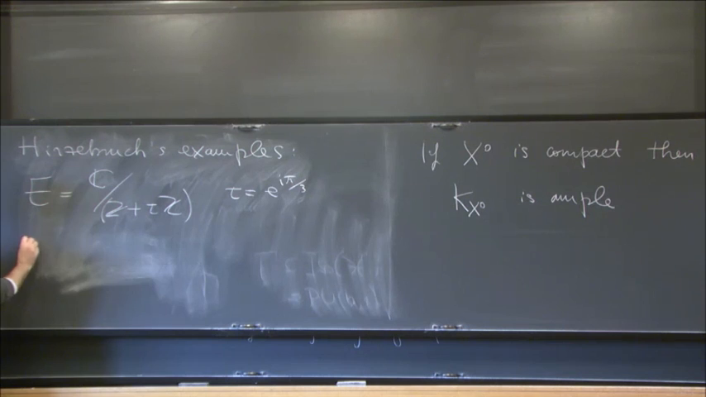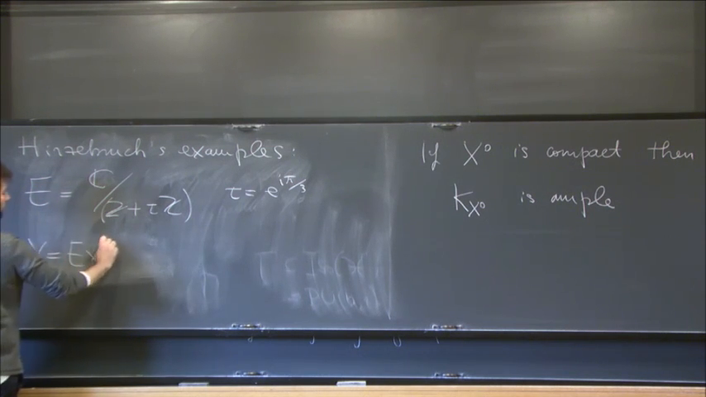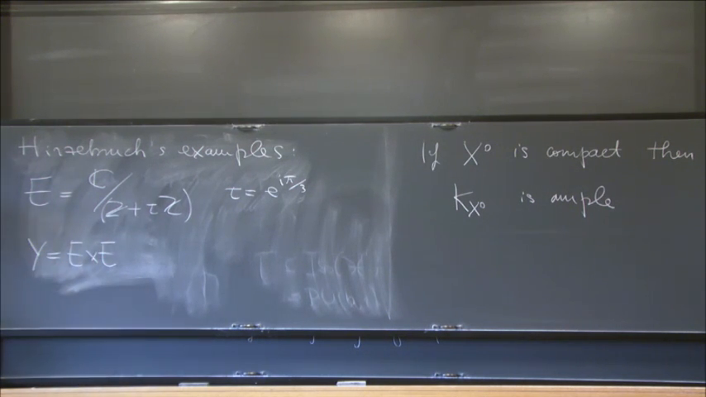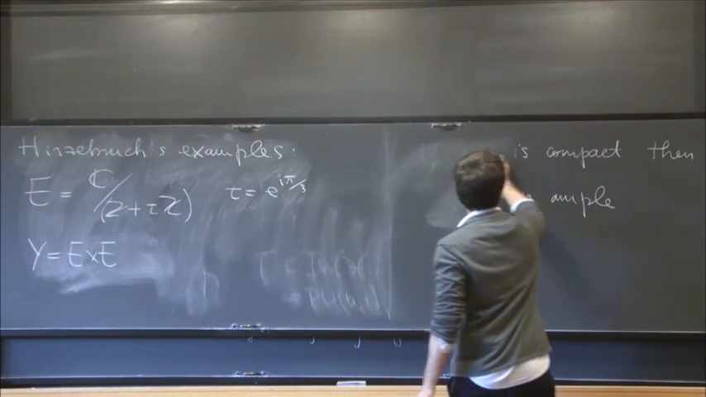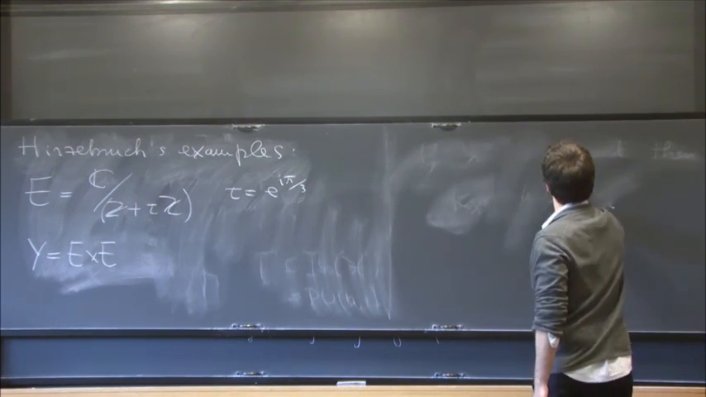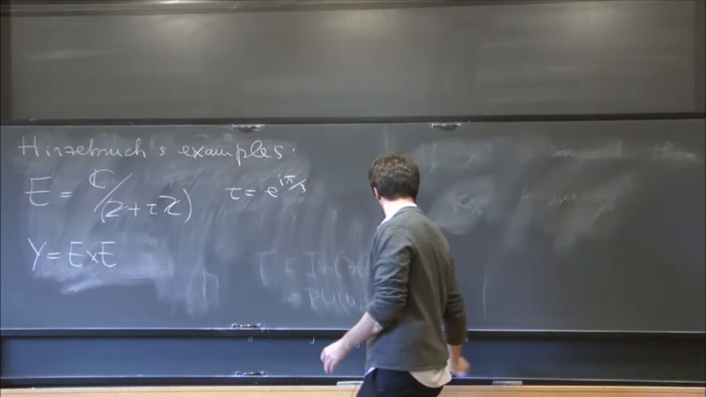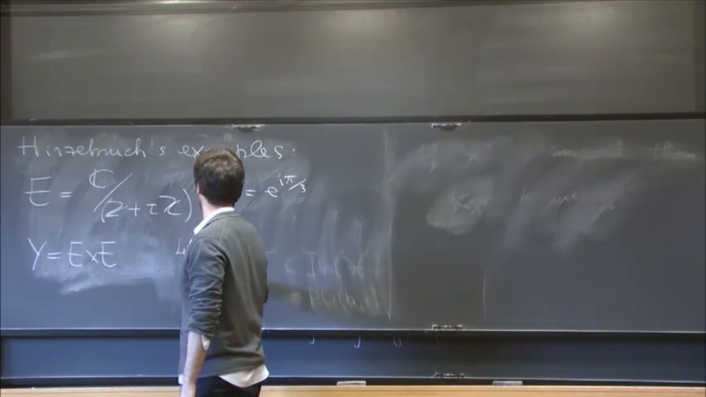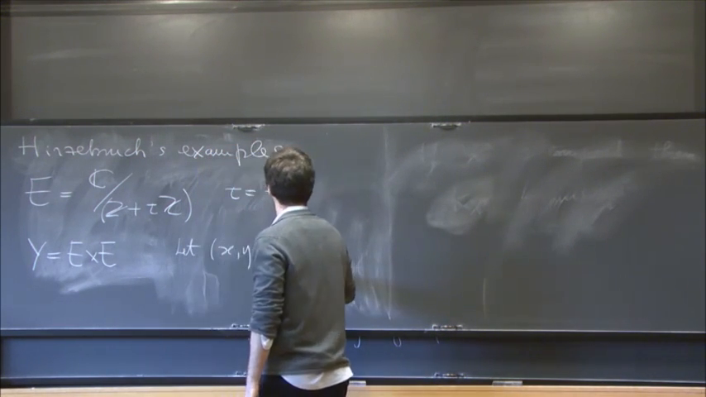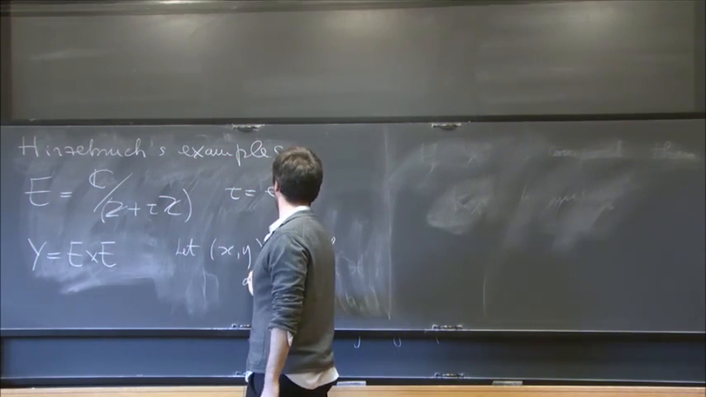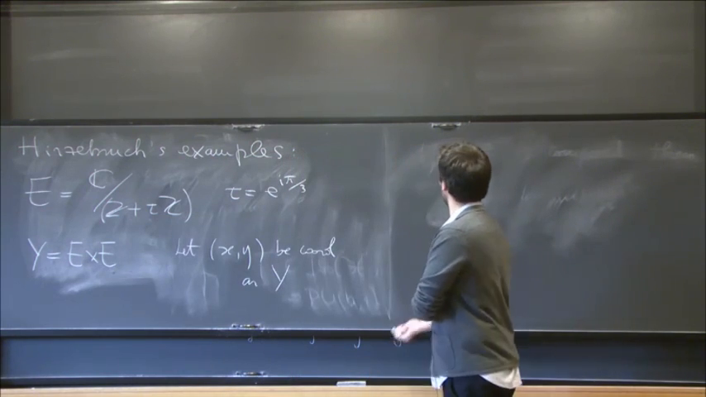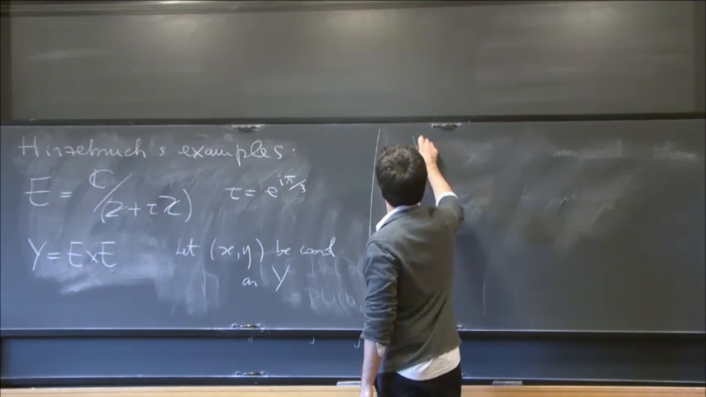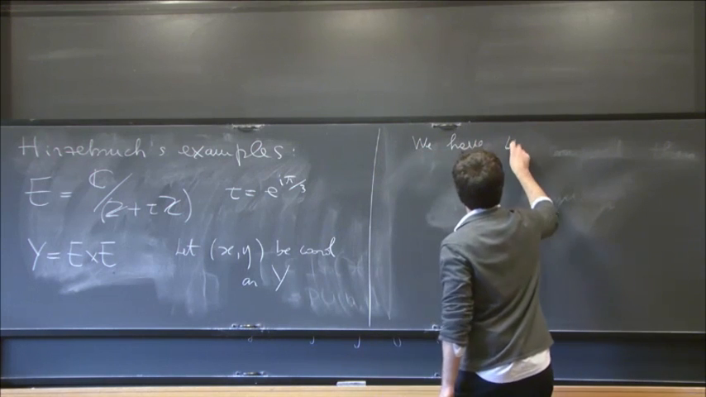And so we set Y to be just the product of E times E. In Y we have four elliptic curves that are going to be important. So let X and Y be the coordinates on Y. So we have four elliptic curves.